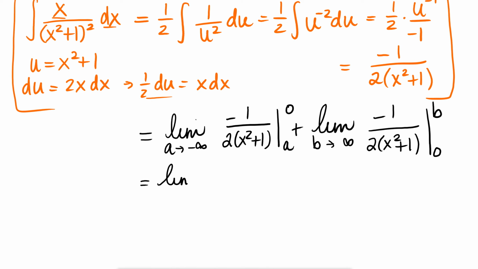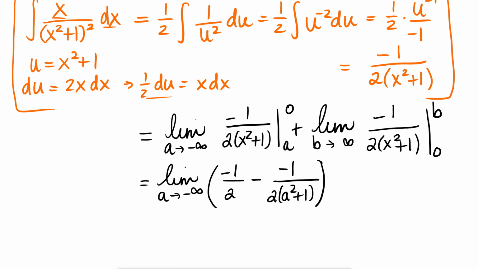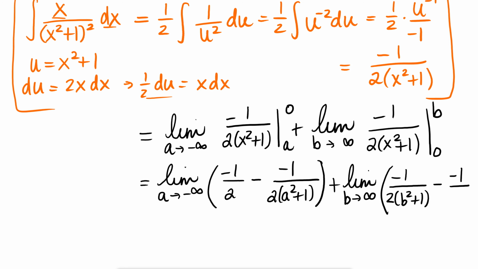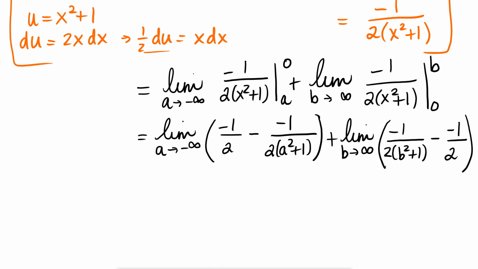So this equals the limit. Again, I'm writing my limit sign as I'm going on. My limit sign never went away because I haven't taken the limit yet. If I put in 0, I get a negative 1/2, minus, if I put in a, negative 1 over 2 times a squared plus 1. Okay, and then plus the limit as b approaches infinity, now not minus infinity anymore, of negative 1 over 2 times b squared plus 1 minus negative 1 over 2. Oh, I think we're going to get 1. Oh, no, maybe we're going to get 0. I don't know. Let's see what happens.